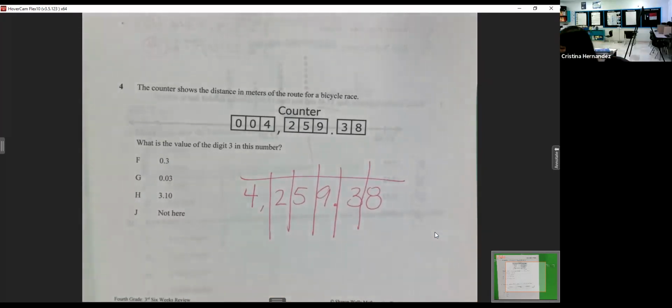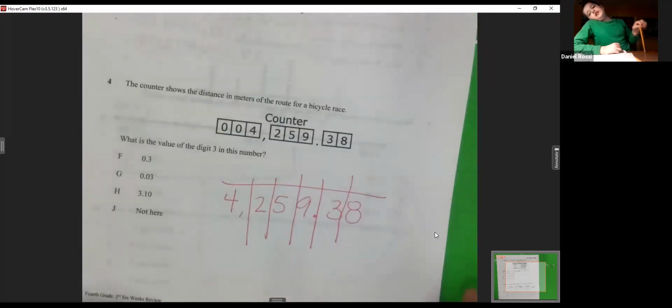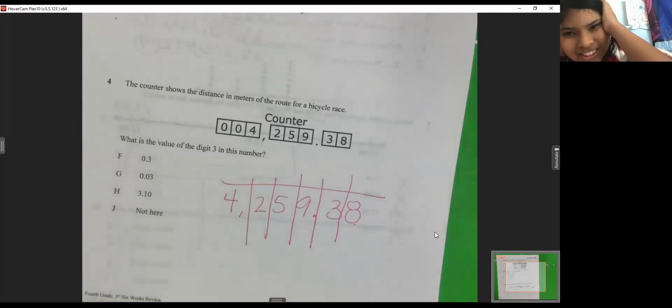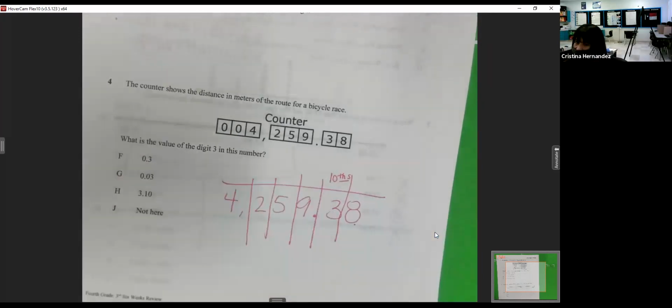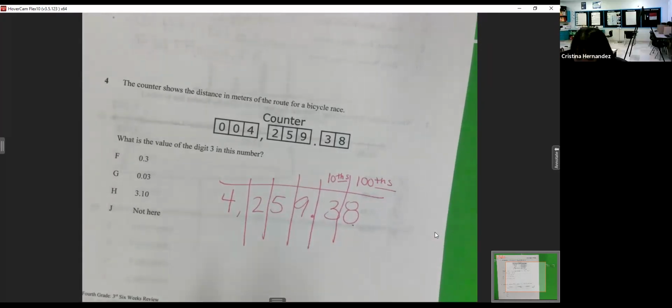The tenth. No, the 3 is in the tenth. Okay, that's in the tenth. And what's the 8 in? What is the 8 in? The hundredth. Tenth. Okay. What's the 9 in? I need somebody else to tell me. Come on.